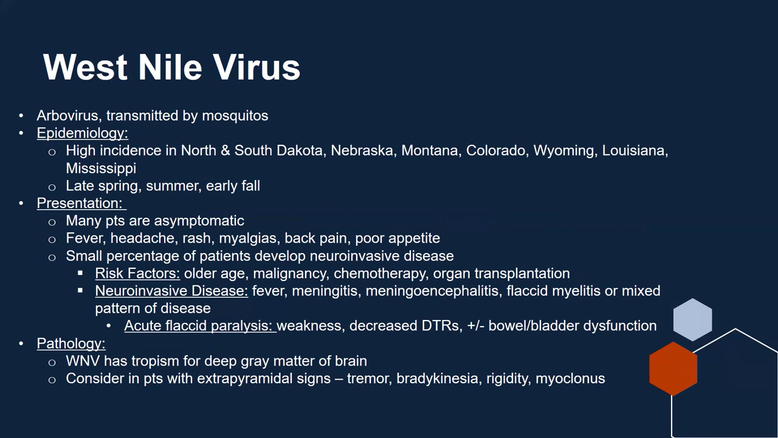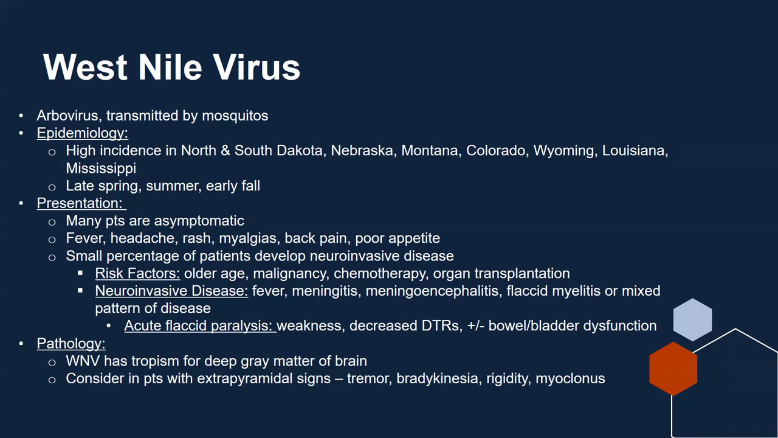Most of the time, patients infected with West Nile are actually asymptomatic, but about 25% of people will develop systemic symptoms with fever, headache, rash, myalgias, back pain, and a poor appetite. And then a small percentage of that population will go on to develop neuroinvasive disease. Risk factors for neuroinvasive disease include older age, malignancy, and immunosuppressed status.